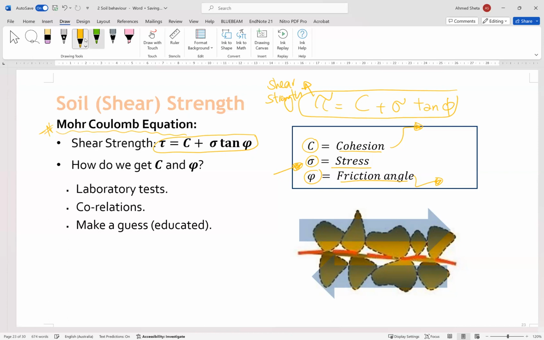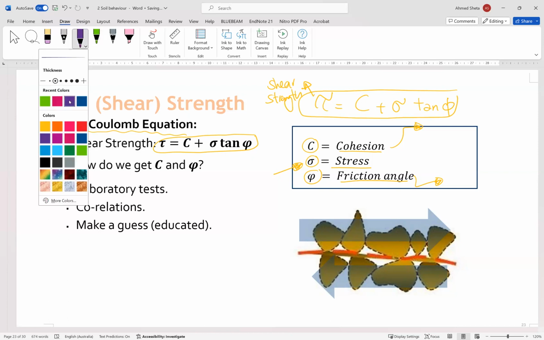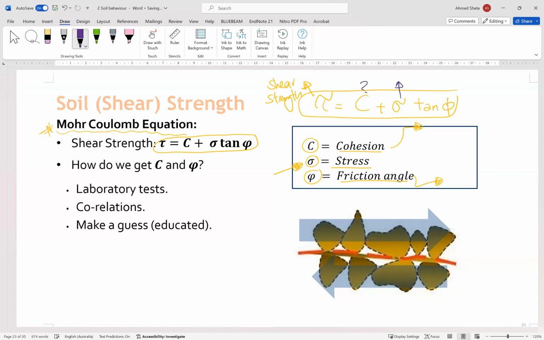Then the next step: we can know the stress, but how can we find C and phi? The cohesion C and the friction angle phi can be determined using some laboratory tests, and some correlations, for example tests that give the number of blows to penetrate. You can find a correlation between some of the test results, and from the test results we can find the shear strength of the soil.